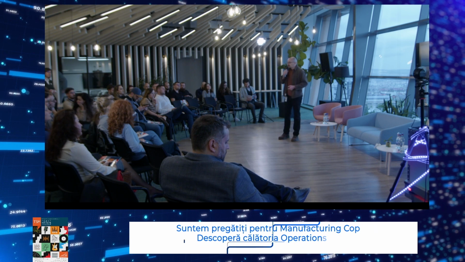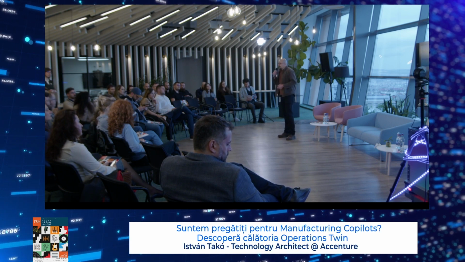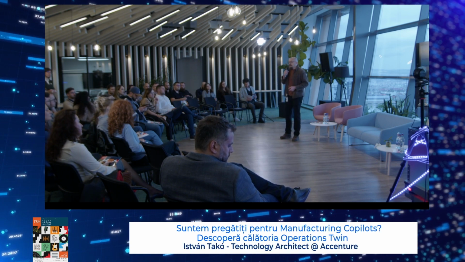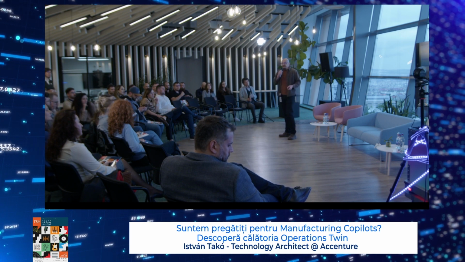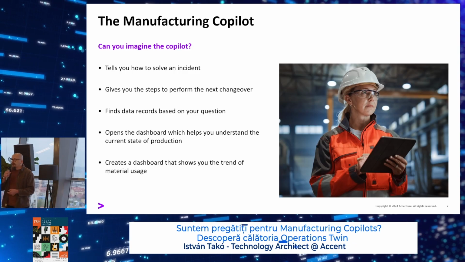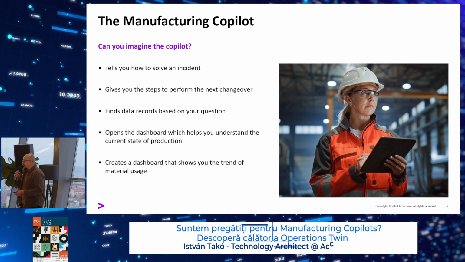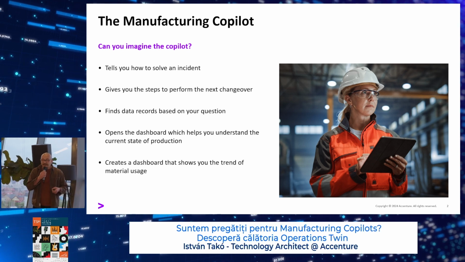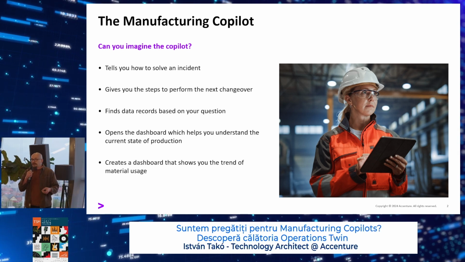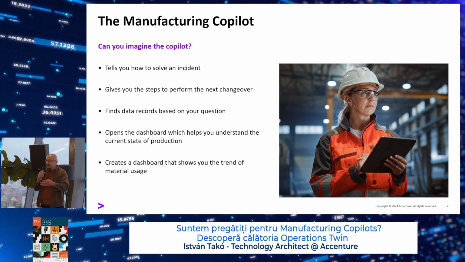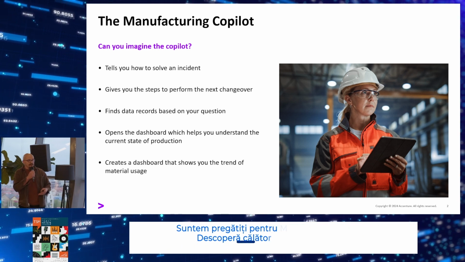Or, what if I need to prepare my production line for the next production order, and I don't know the steps? I can ask for help. It can look up what kind of production order I am preparing for, and it can look up the work instructions related to that order, and it can take the relevant sections and give it to me.